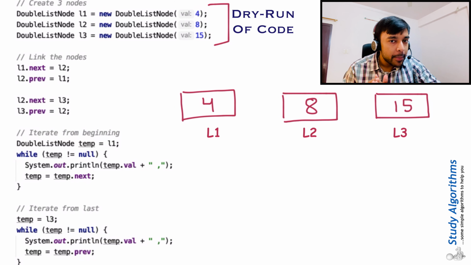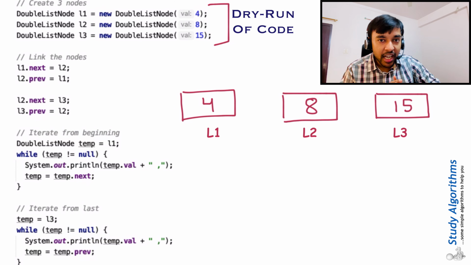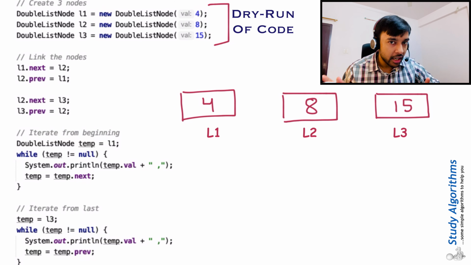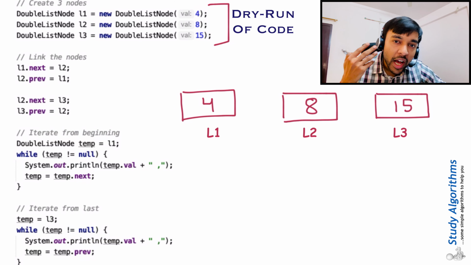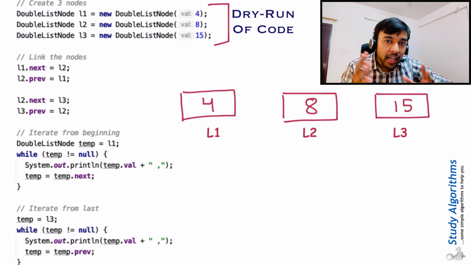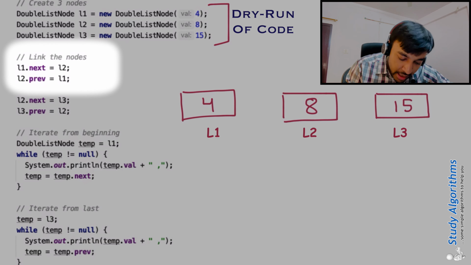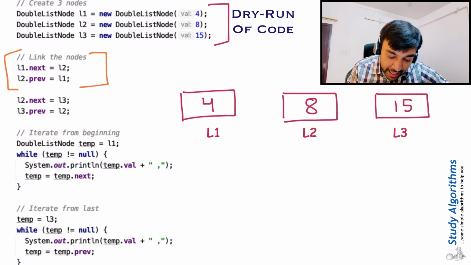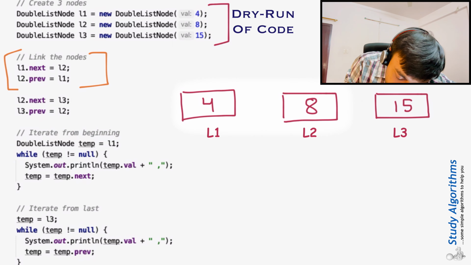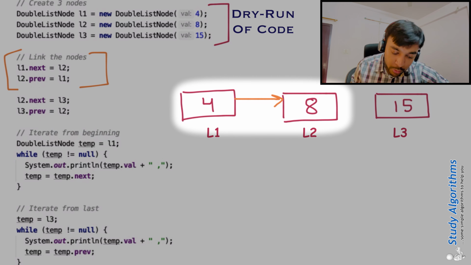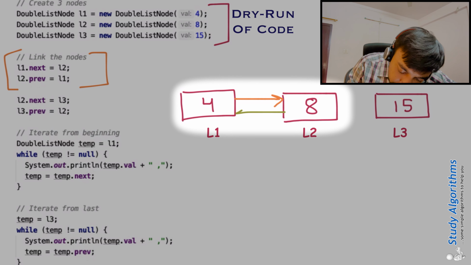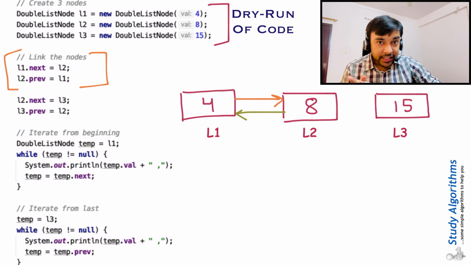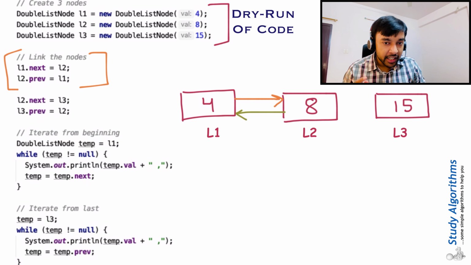These nodes are independent right now, and the next and previous of all of these nodes are null, right? We have to actually start linking them so they become a double linked list. In the next step, we start linking them. So first of all, we will link L1 and L2. We say that L1.next equals L2, and we also have to connect them backwards. So we say L2.previous equals L1. You can see that nodes L1 and L2 are connected now.